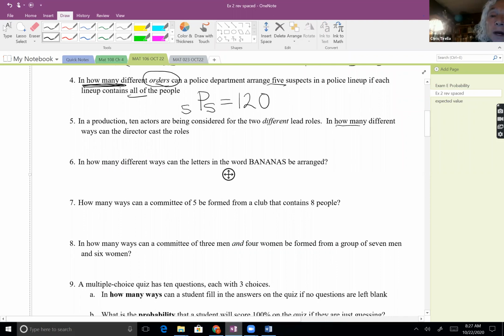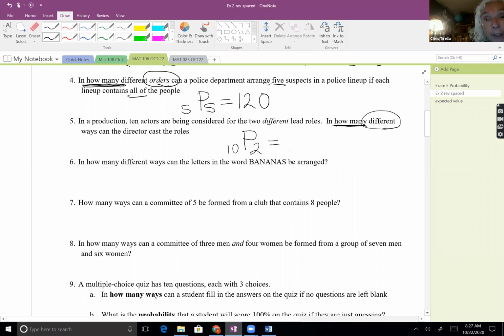Next one is also how many. And if the roles are different, that's telling me that the order matters. Does it make a difference to you whether you're the lead character or an extra? Yes, because those positions are different, order matters. We have 10 people to pick from, and we get to pick 2.